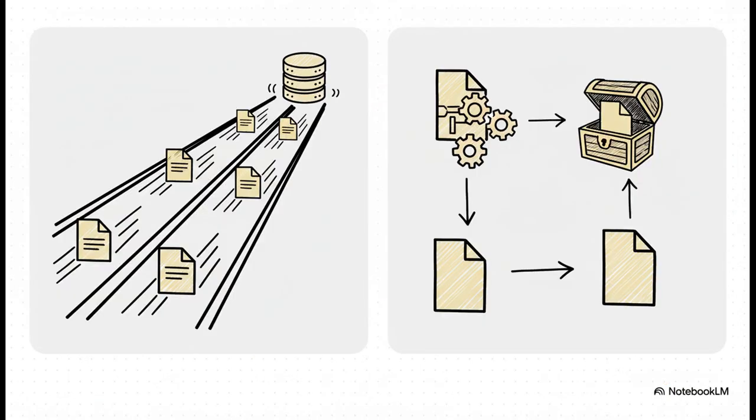And what happens when you have thousands or even millions of documents? Well, you have to start thinking about performance. Two key techniques here are parallel loading, which just means you process a bunch of files at once, and caching. Caching is genius. You save the processed result of a file, and if that file hasn't changed, you never have to waste time processing it all over again.